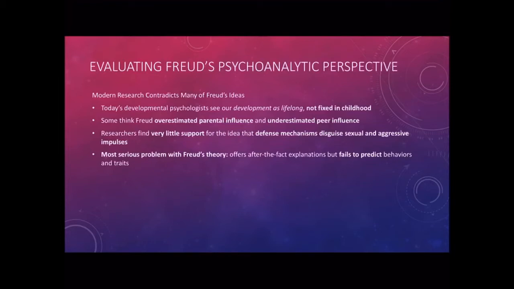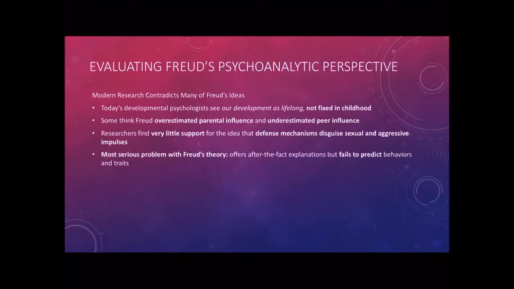Researchers find very little support for defense mechanisms, disguising sexual and aggressive impulses. And the most serious problem with Freud's theory is that it offers an after-the-fact explanation, but it fails to predict behaviors and traits. So let's talk about that for a second. If we were thinking about those psychosexual stages, for example, Freud would say, if something really bad happened to you during the oral stage, you're going to develop an oral fixation. So anyone who is a smoker, he would say, had an oral fixation. So that's an after-the-fact explanation. You smoke? Then something bad must have happened to you between the ages of 0 and 18 months because you have an oral fixation, right?